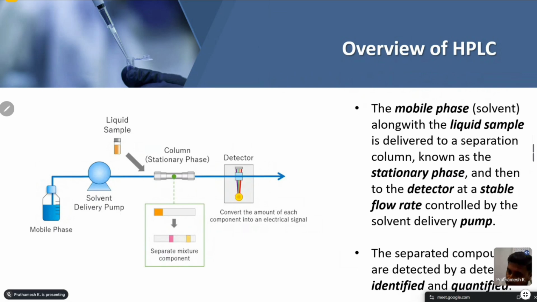Now, what is the use of a pump? Pump actually delivers that mobile phase to the stationary phase at a flow rate. And you can define that flow rate. So if you want to deliver the mobile phase at 1 ml per minute, it is your pump which will help you to deliver it at 1 ml per minute. If you want to deliver it at 2 ml per minute, the pump would help you to do that. Okay.